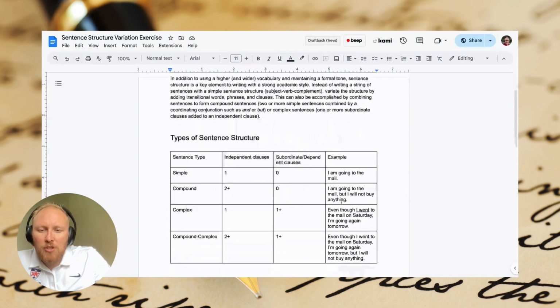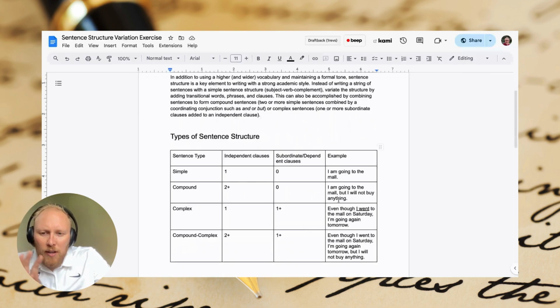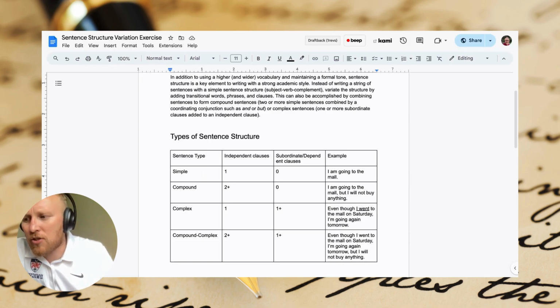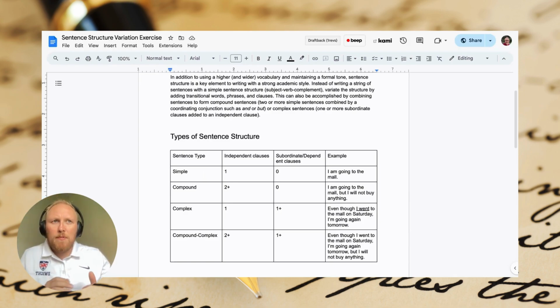So essentially, we're looking at the four types here. First of all, we have a simple sentence, and this ties into the number of clauses that are in a sentence. Quick recap, and I've created another video that you should definitely check out on clauses to get a little bit more information. There are two types of clauses: an independent clause and a dependent or subordinate clause. Those terms are interchangeable.